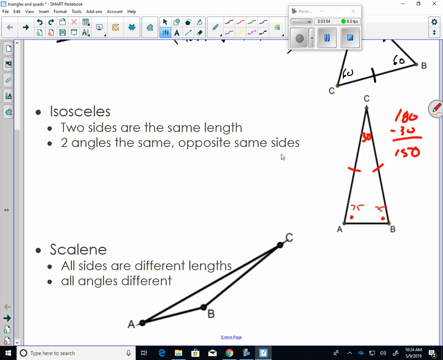The last kind of triangle we're looking at is called scalene. All sides are different, all angles are different. It's all whack. All different, right?